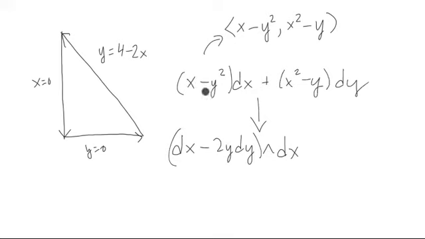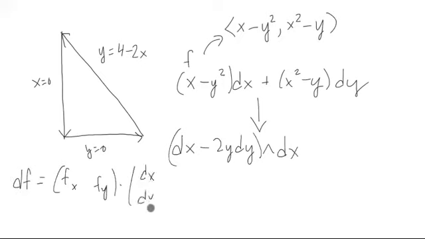You could also think of this as a function in x and y, call it f, and then think of f_x, f_y. So df is just this dotted with dx and dy, the run and the rise. And you notice you do get the same thing. The partial with respect to x is just 1, the partial with respect to y is just negative 2y. However you look at it, this might be faster in this particular case.